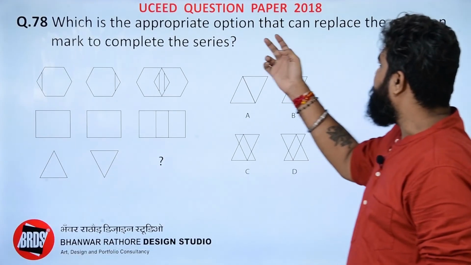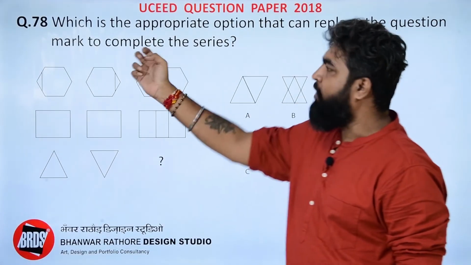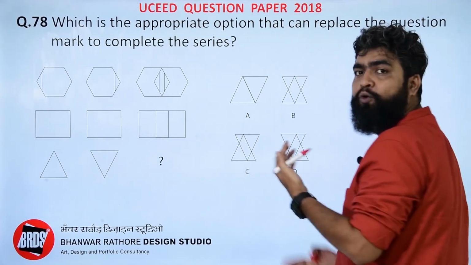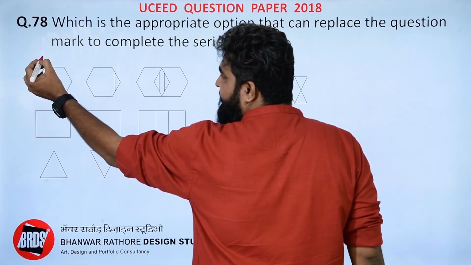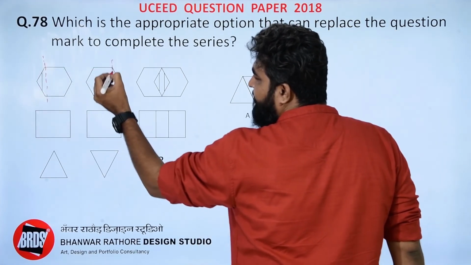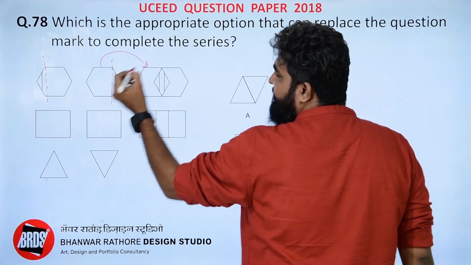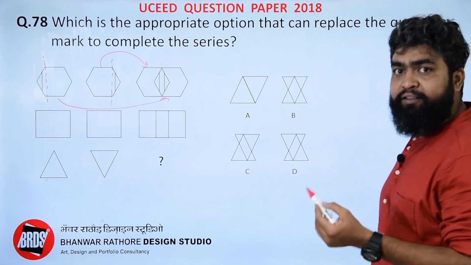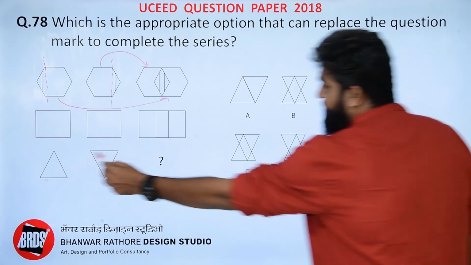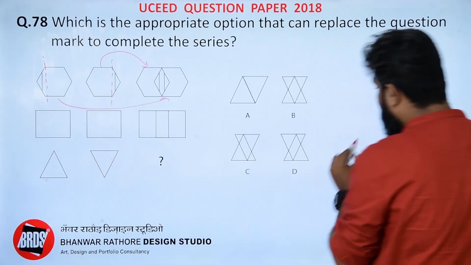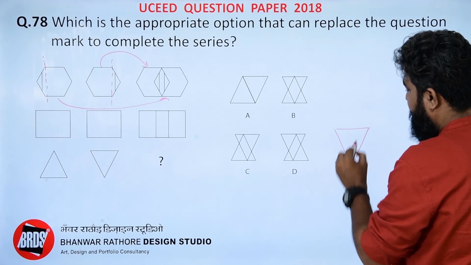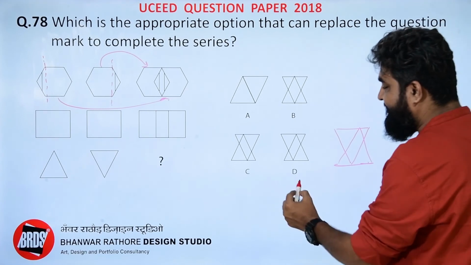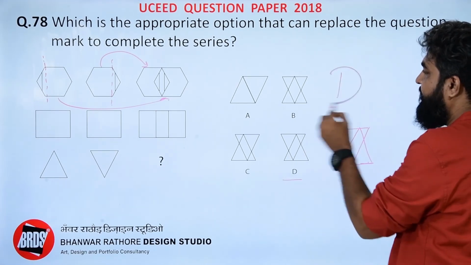Which is the appropriate option that can replace the question mark to complete the series? Here, if we observe, we have certain patterns which are overlapping on each other. Based on that, if we check, the pattern is forming certain overlapping parts, and this pattern is coming this side and this is coming on this side. Based on that, if we check the triangles, then this triangle should come on another side and this should come in front. And then if we make an image, it should be something like this, and this image is matching exactly with D. So the correct answer will be D.